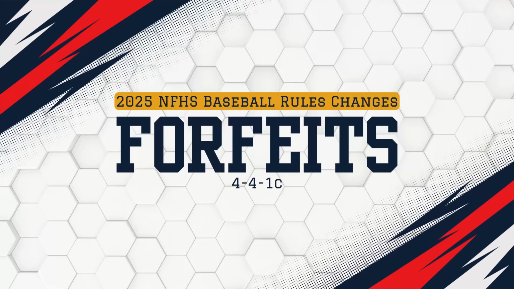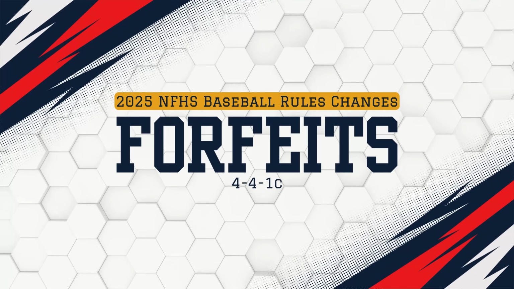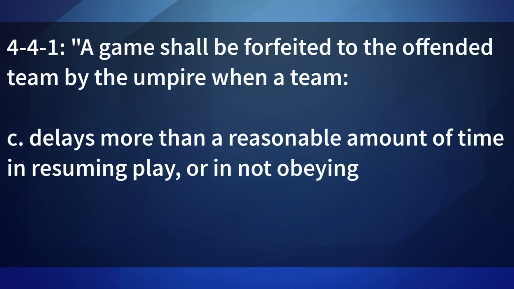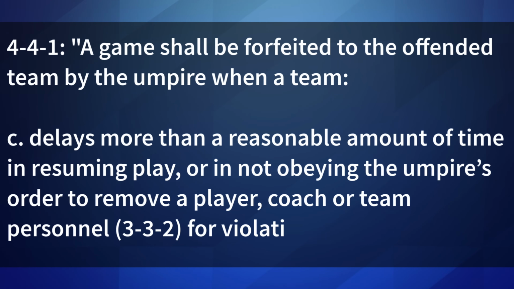To start our review of the 2025 new rules, let's look at Rule 4-4-1, which covers forfeited games. It says, a game shall be forfeited to the offended team by the umpire when a team delays more than a reasonable amount of time in resuming play or in not obeying the umpire's order to remove a player, coach, or team personnel for violations of the rules.